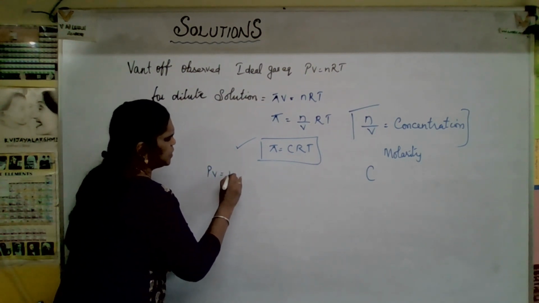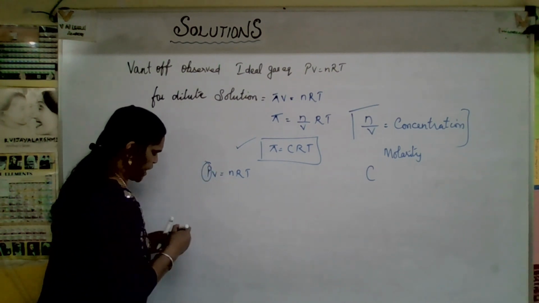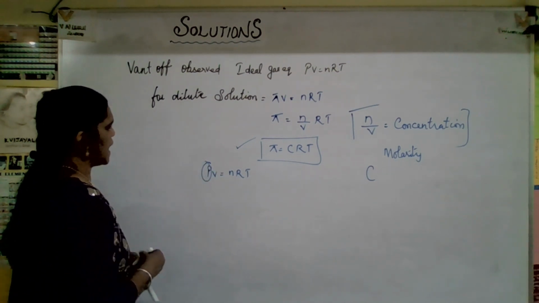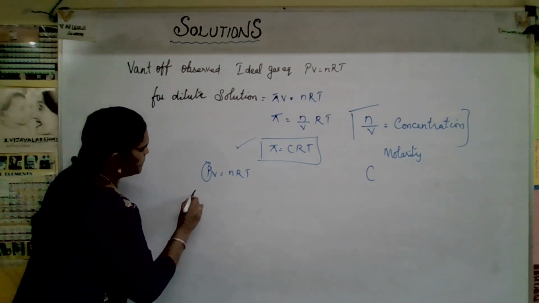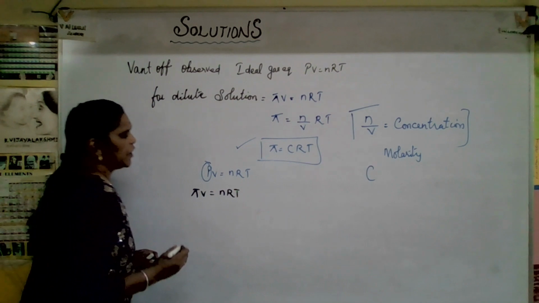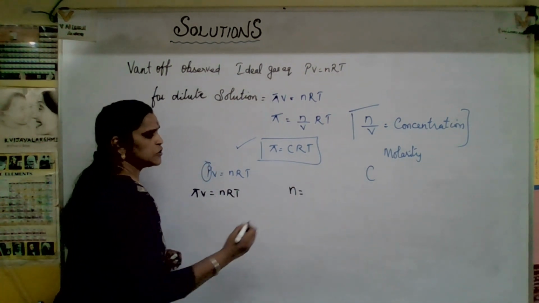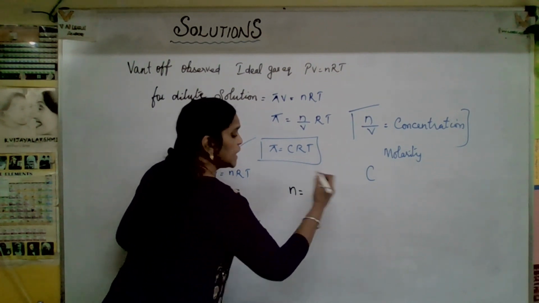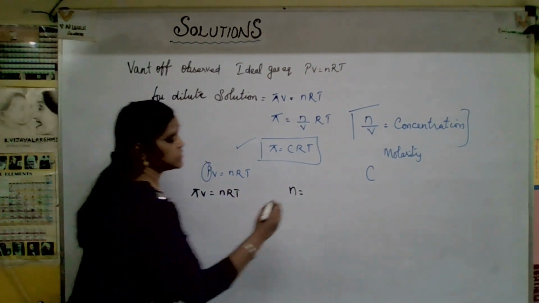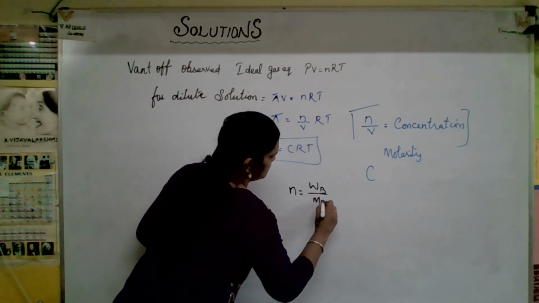PV equal to nRT. So instead of P, we can use what? Pi, I just mentioned. So pi V equal to nRT. n is the number of moles. Number of moles is given mass by molecular mass, so that is WB by MB.